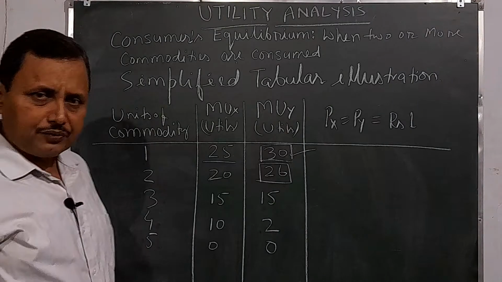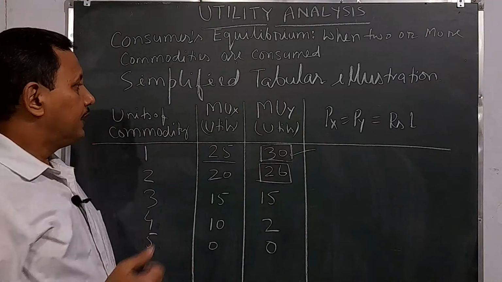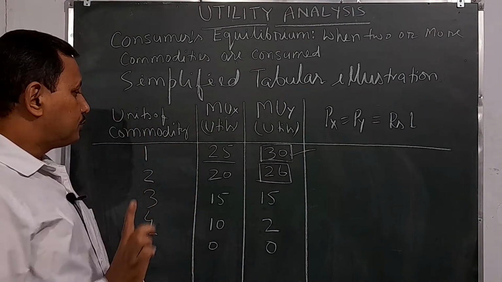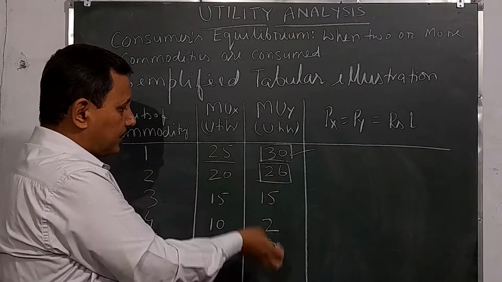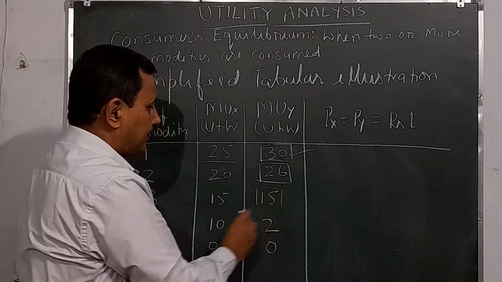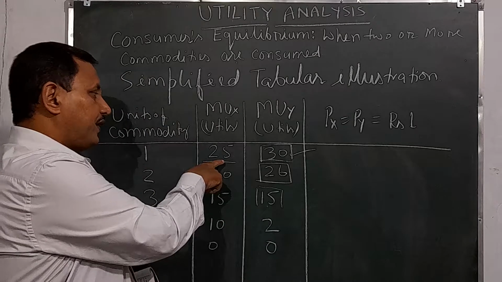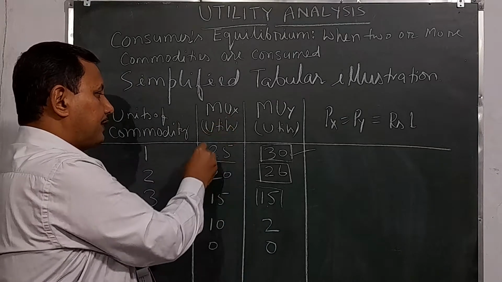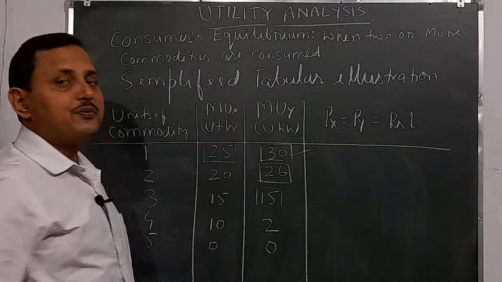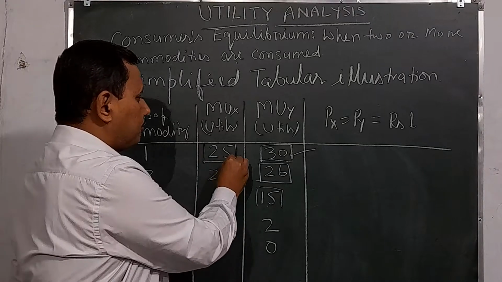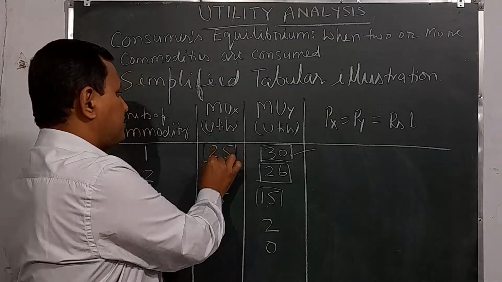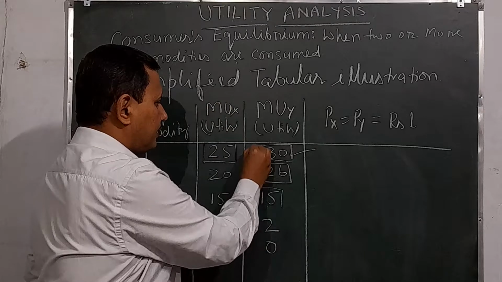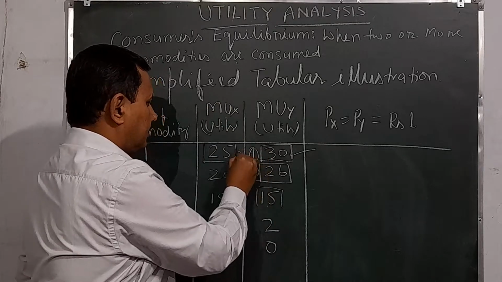Now, in another case, if he has 3 rupees: if he consumes the third unit of Y, he will get satisfaction of only 15, whereas if he consumes the first unit of commodity X, he will get satisfaction of 25 utils. So he would like to consume the first unit of commodity X for the third rupee.